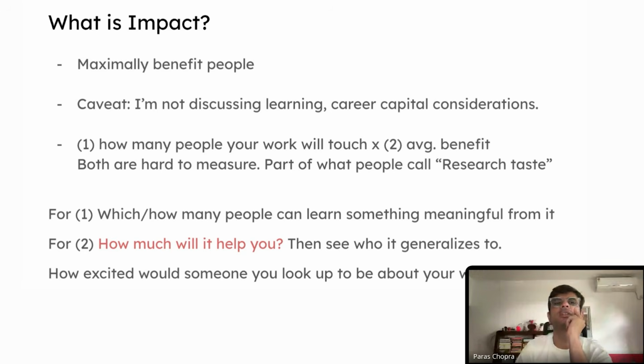Shashwat, I have a quick question. How would you contrast this with something which is more curiosity driven? Because this is a point of view on impact, but some people are just curiosity driven, even if it doesn't impact anyone. Do you have any thoughts there?